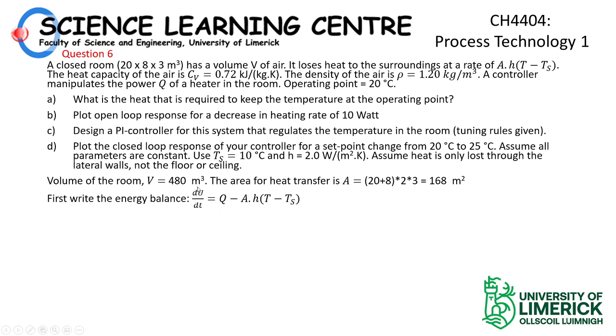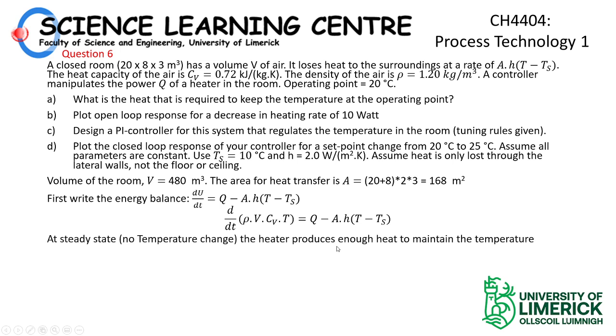And now we look at the first law of thermodynamics. The change of thermal energy in the room is equal to heat input minus heat output. The derivative of U with respect to time, where U is rho V CV times T. These are constants, so they can come out of the derivative term, and we have T, which is our independent variable here. Q minus AH times (T minus TS). TS is the temperature of the surroundings, which is 10 degrees Celsius here.